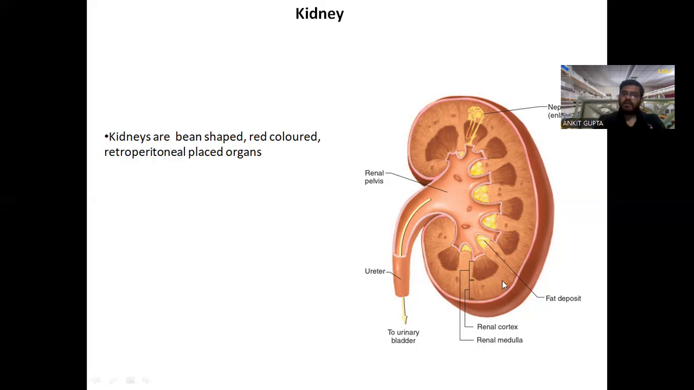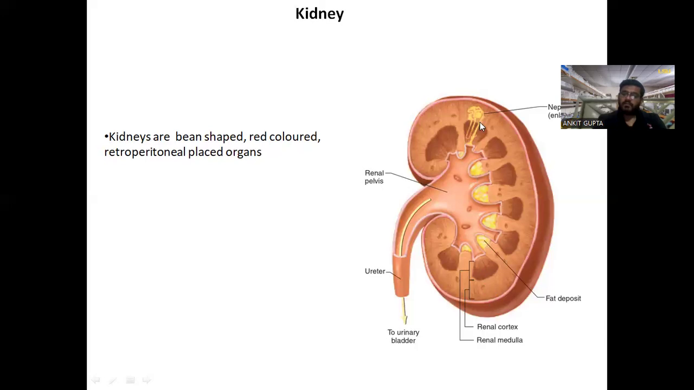The kidneys are divided into two parts. The outer part, this region, is called the renal cortex, and the inner part of the kidneys, which we can see over here as triangular striated regions, is the renal medulla.